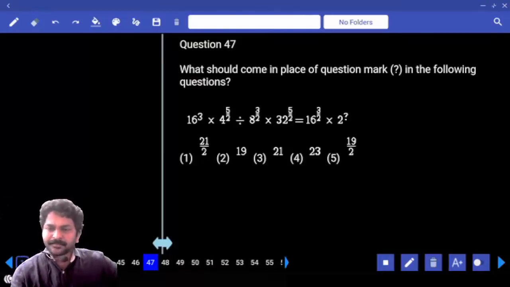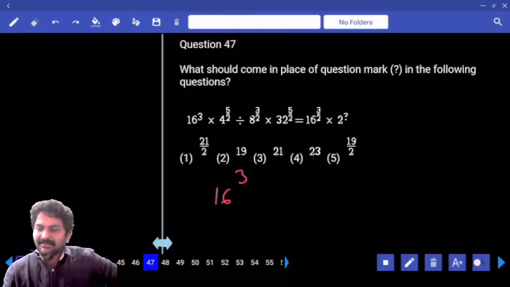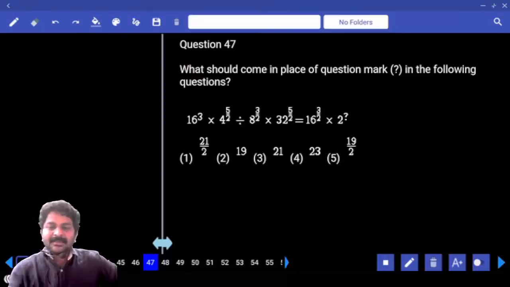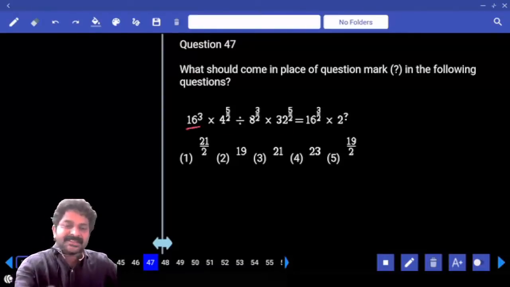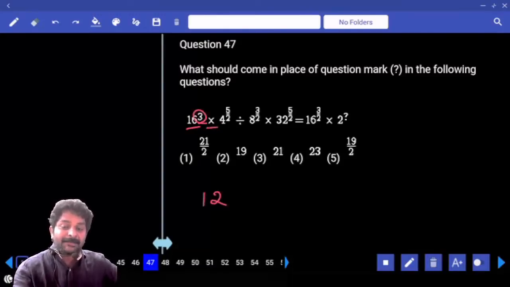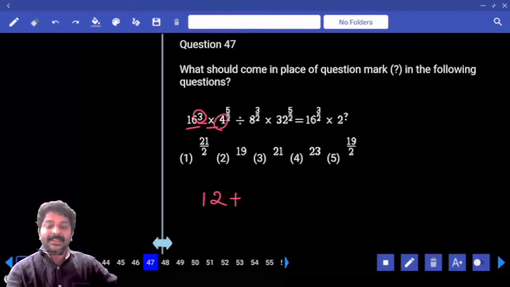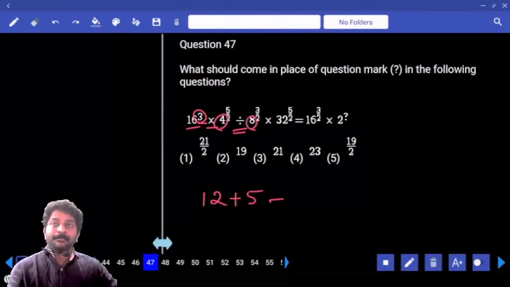So we have 16 cube. Shall we convert every number as 2 to the power of something? Because when you observe your options, options are all 2 powers, right? 16 we can write it as 2 power 4 to the power of 3, that is 12. And we have multiplication, that means plus. 4 can be written as 2 square to the power of 5 by 2, that is 2 power 5. Next symbol, divided by, that means minus. 2 cube power 3 by 2, that is 2 power 9 by 2 only.